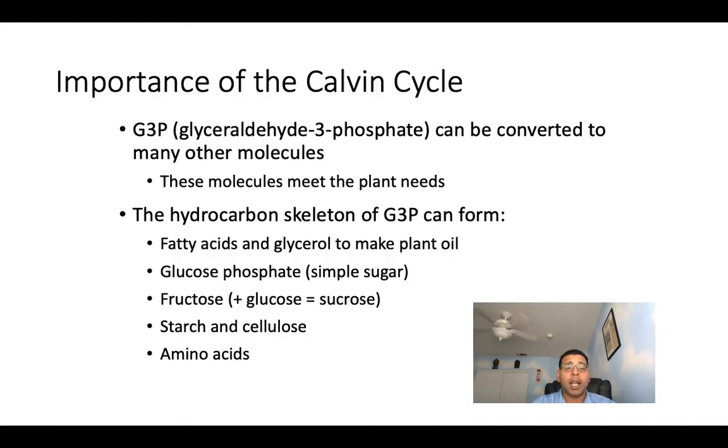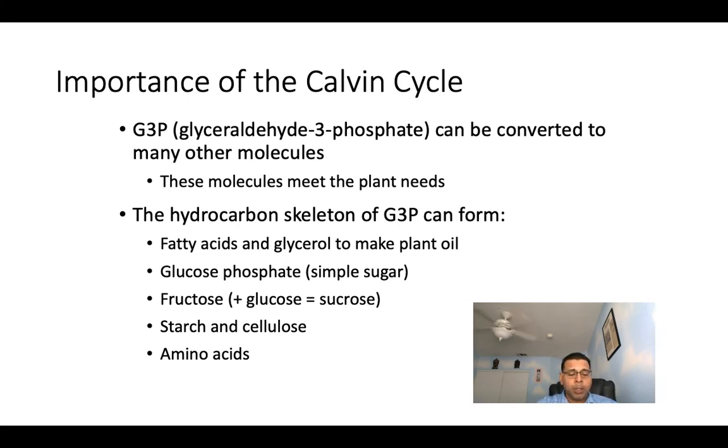Let's talk about the importance of the Calvin cycle. G3P, or glyceraldehyde 3-phosphate, is the product of the Calvin cycle that can be converted to other molecules a plant needs. Compared to animal cells, algae and plants have enormous biochemical capabilities. They use G3P for glucose, sucrose, starch, cellulose, fatty acids, and amino acid synthesis. Glucose phosphate is one of the organic molecules that results from G3P metabolism.